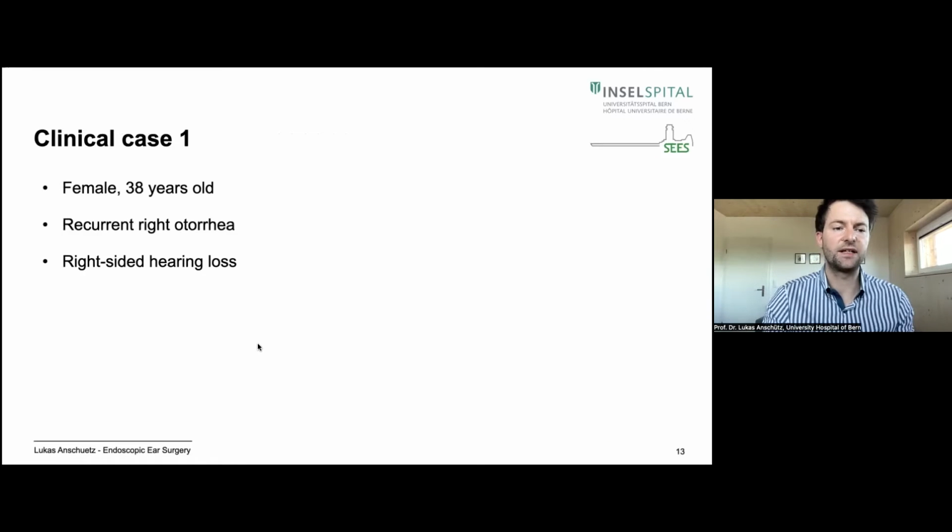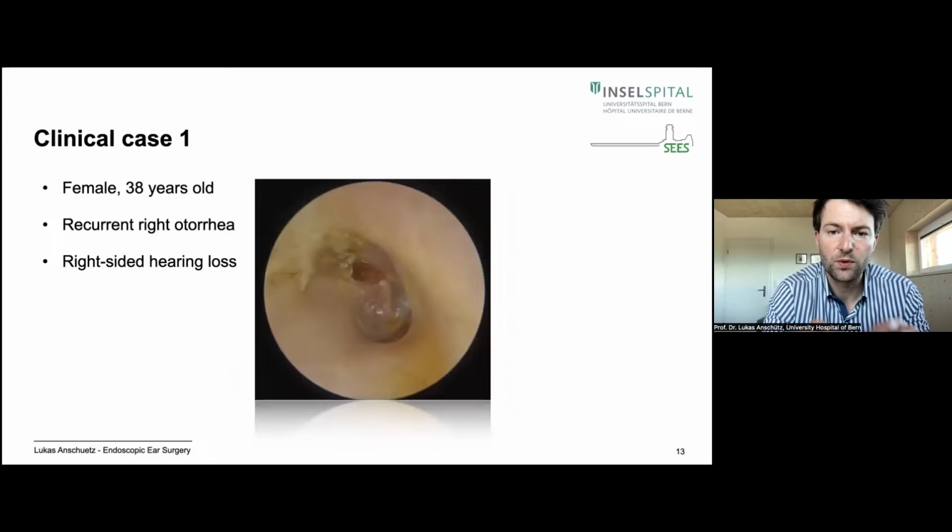So let's start right away with the clinical cases. My first case is a female. She is 38 years old, and she has a recurrent right otorrhea and also a right-sided hearing loss. Otherwise, she's in good health, good condition, has no other problems, and she was sent to me with a suspicion of cholesteatoma. And of course, we can do otoendoscopy also in the office.